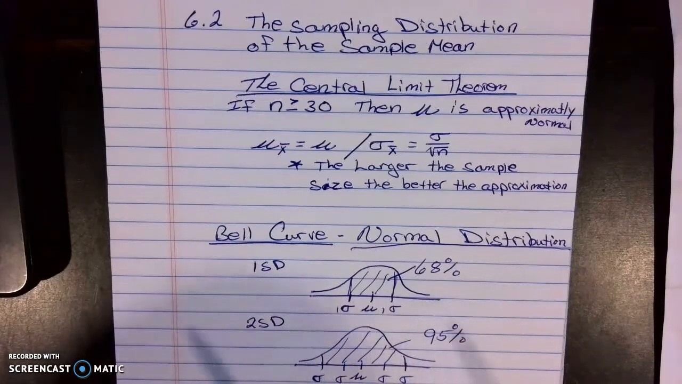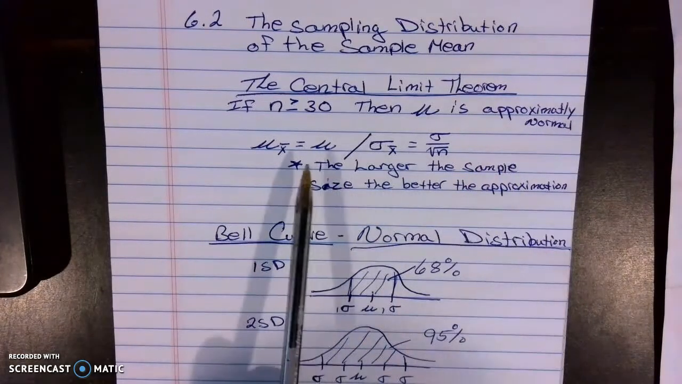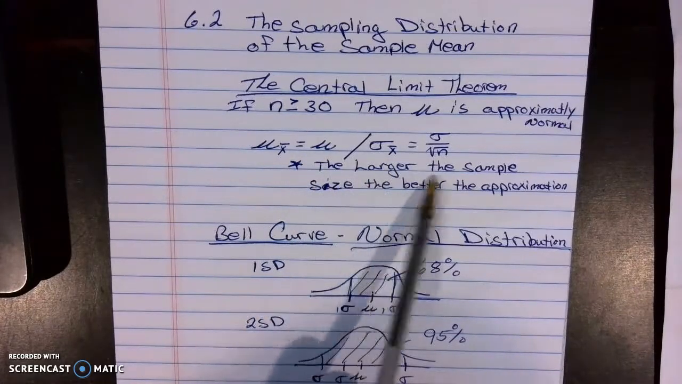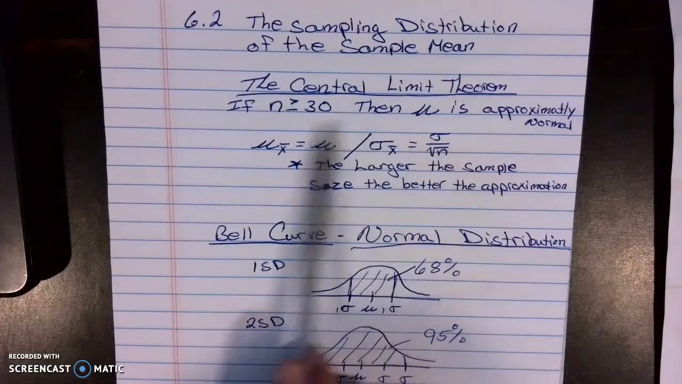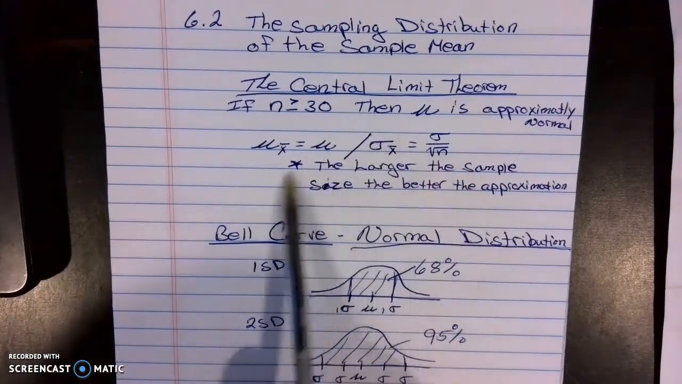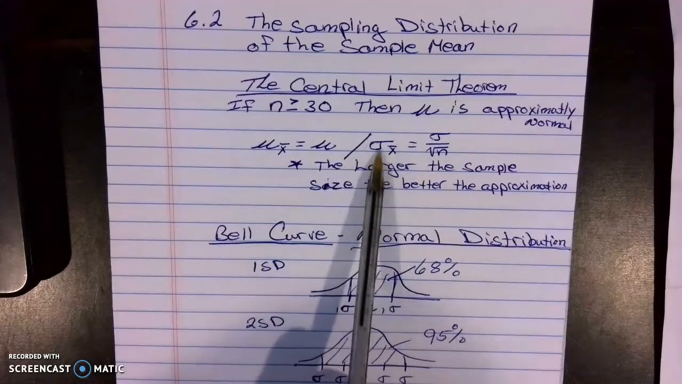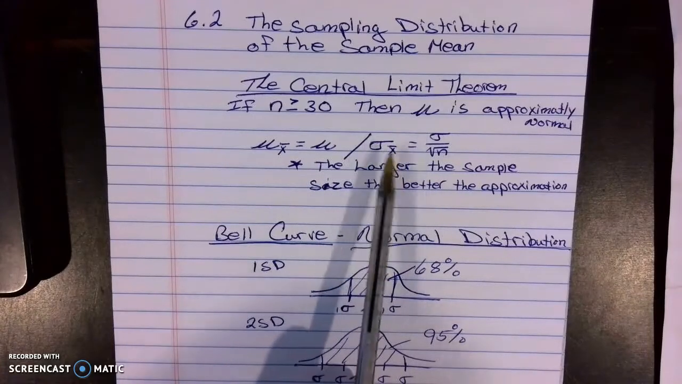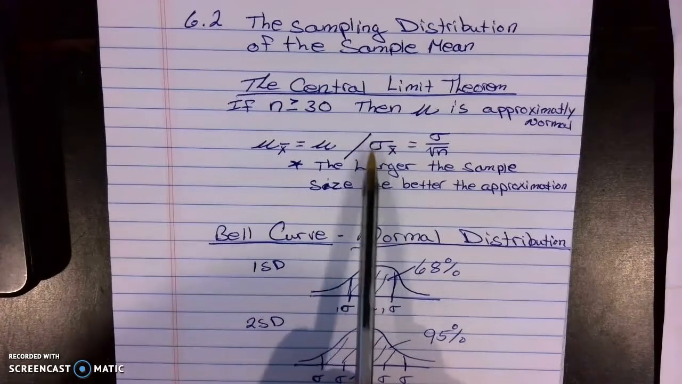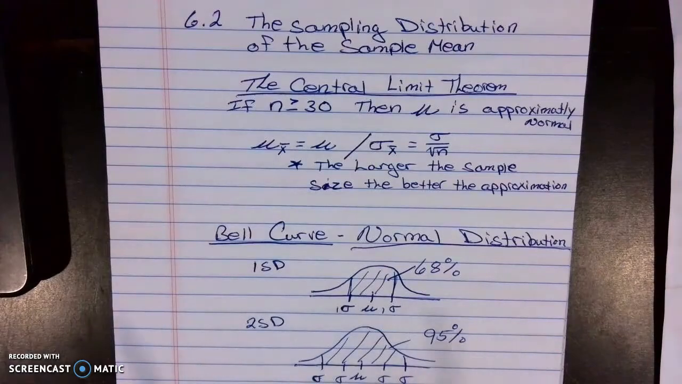This is just a little bit of a review from chapter 2. But I just want to reiterate these two formulas that we used, and I also want to reiterate the larger the sample size, the better the approximation. That's something that we're going to carry with us and use over and over again in this class. Remember, this represents the standard deviation of the sample, where sigma alone just simply represents the standard deviation in general.